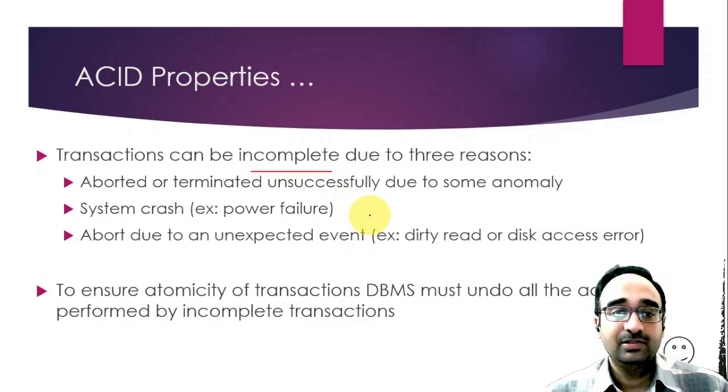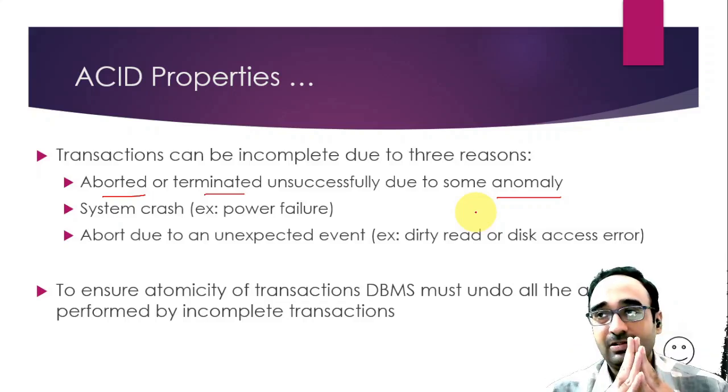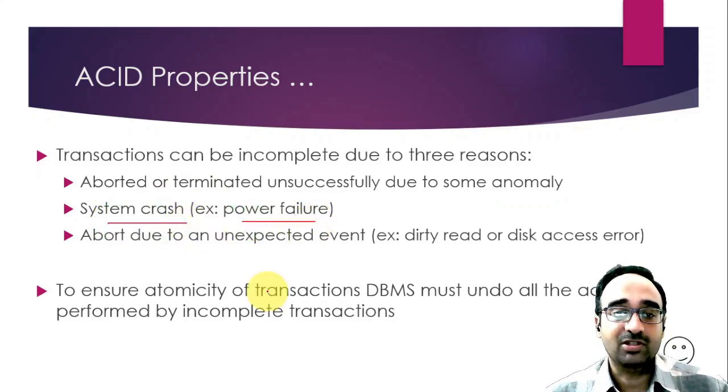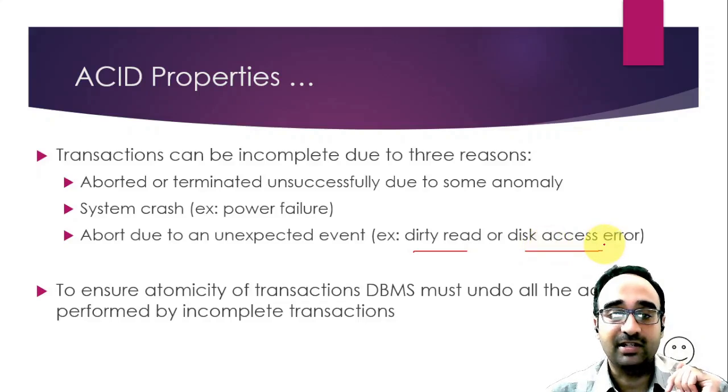Okay, fine. And to end this topic, ACID properties, we are going to see in which cases the transactions are treated as incomplete. When can you say the transactions are incomplete, or when do they stop in the middle and abort? Okay, so you can say a transaction is incomplete when it is aborted or terminated because of some anomaly. Like for example, the internet is not working. When the internet is not working, the transaction will stop immediately. It is aborted or terminated. And second case is there is a system crash, for example, a power failure or power shortage. And third one is the transaction is aborting due to some unexpected event. So examples are dirty read or some error which is related to hard disk access. Maybe the disk has failed, then data cannot be retrieved from the disk. That is called disk access error.